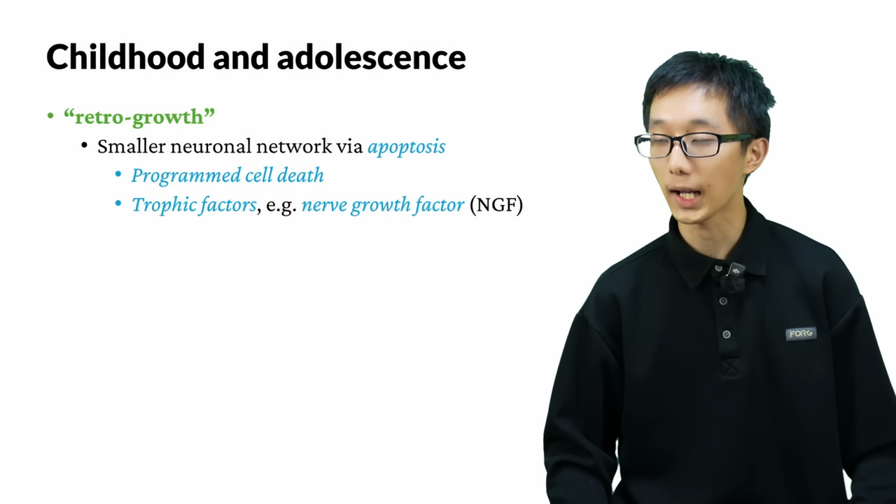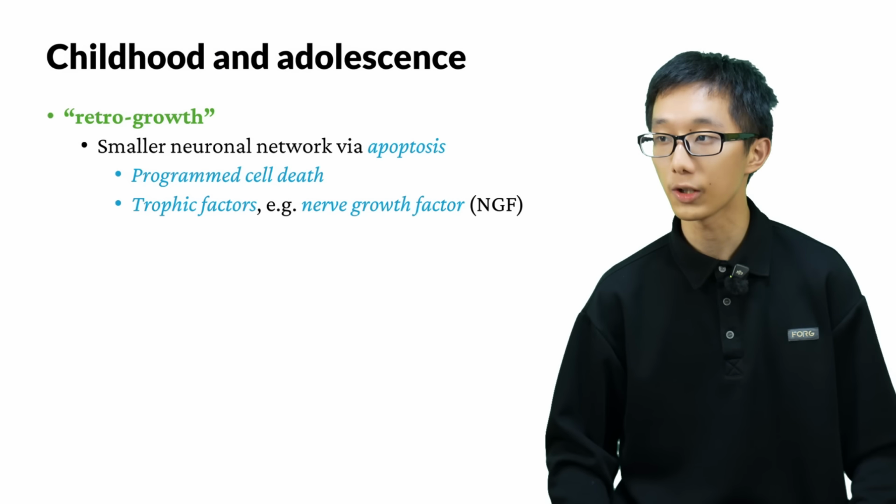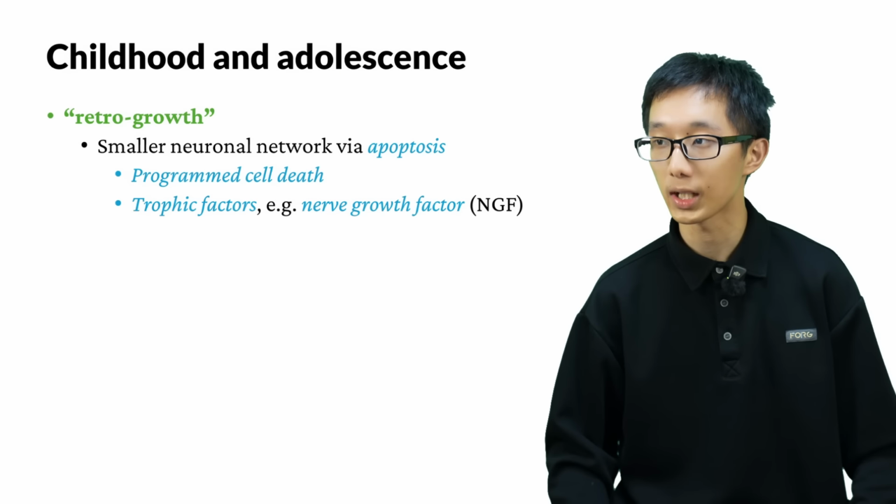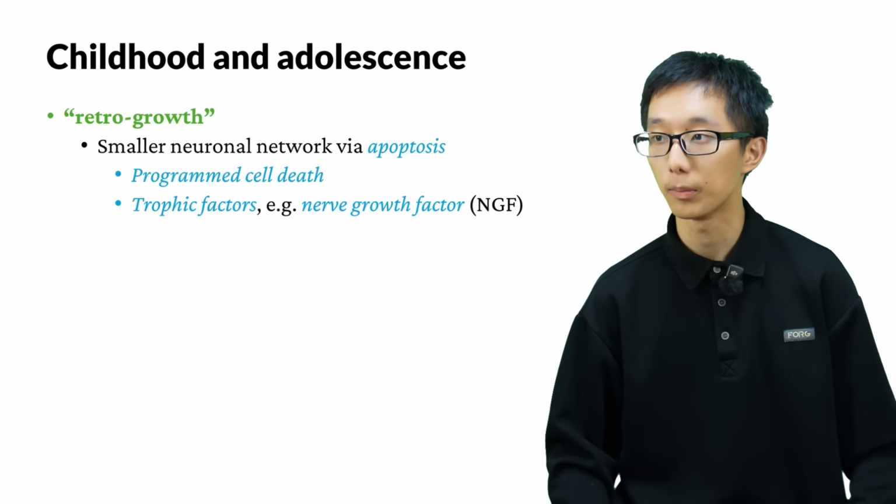Trophic factors are factors that are essential for the survival of neurons. For example, the nerve growth factor is essential. A postsynaptic neuron provides the presynaptic neuron with nerve growth factor. If the presynaptic neuron does not receive the nerve growth factor, then it will initiate apoptosis and die out. This helps us eliminate useless neurons and pare back the neuronal network, so that our networks are much more efficient.